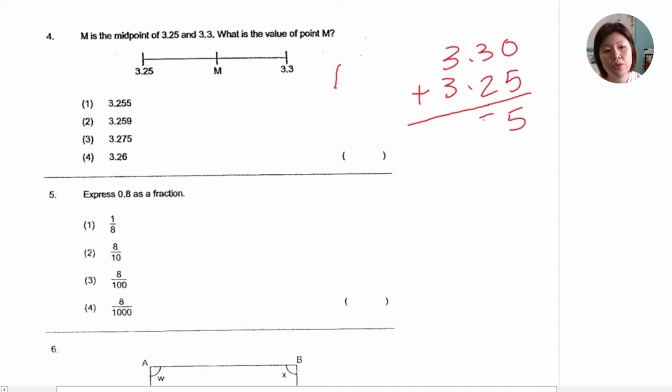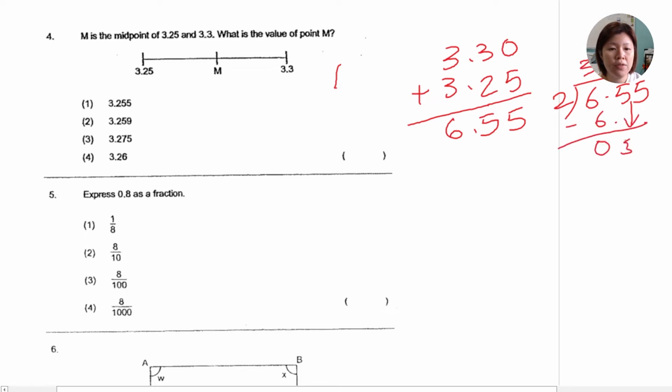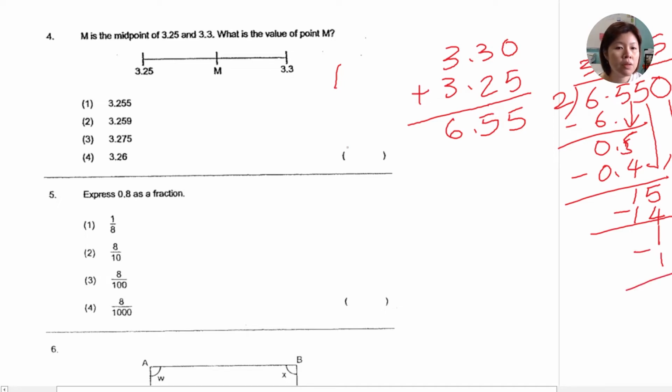So it's 5. 3 plus 2 is 5. 3 plus 3 is 6. Okay, so we have to divide these two numbers. This number also 6. 3 times 2 equals to 6. Carry down 5. 2 minus 0. 1. Carry down 5. 7 times 2, 14. 1, then we add another 0. So 5 times 2, 10. So your answer is 3.275, which is number 3.